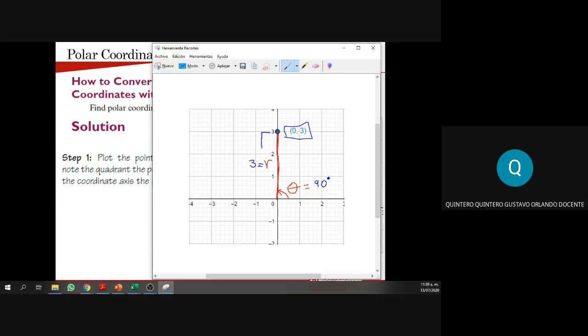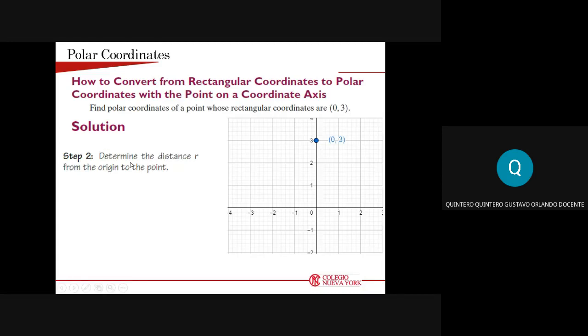Look, again, the measure from the center to the point, you can see that is a three, right? You can just count this: 1, 2, 3. 3 units. This exercise was so simple that just by looking at the point, we were able to find the measurements R and theta. Look at this. The second step, we need to determine the distance R. This is the distance R from the center to the point, that is R. And we can count, so we know R equals 3.